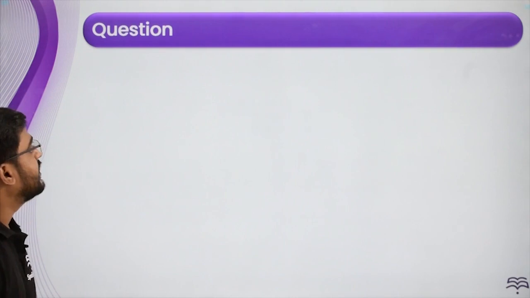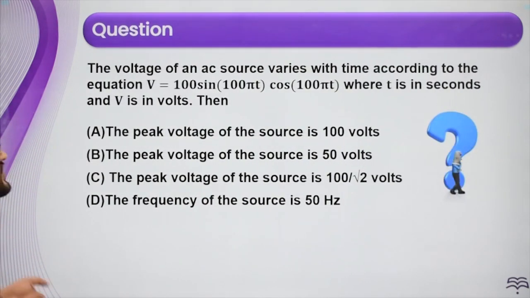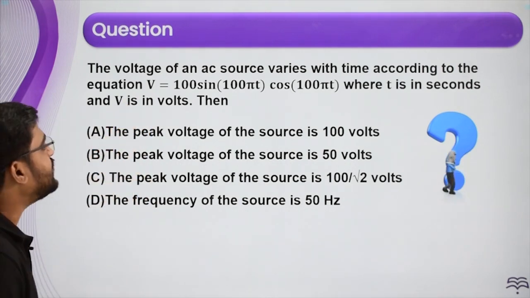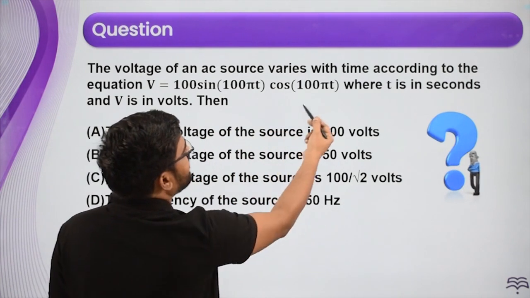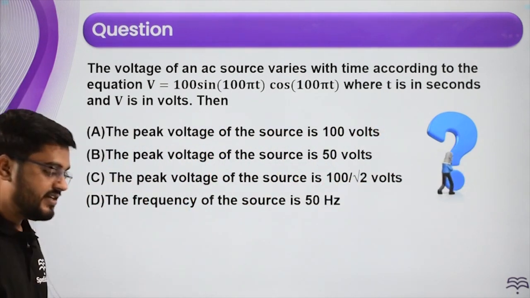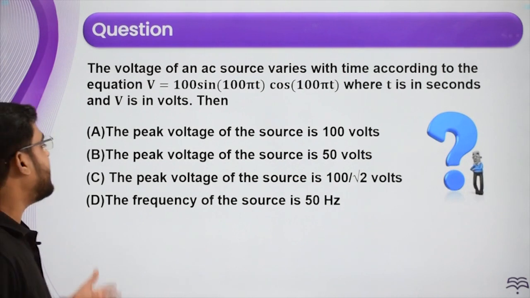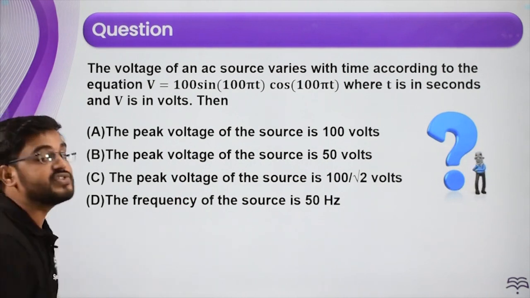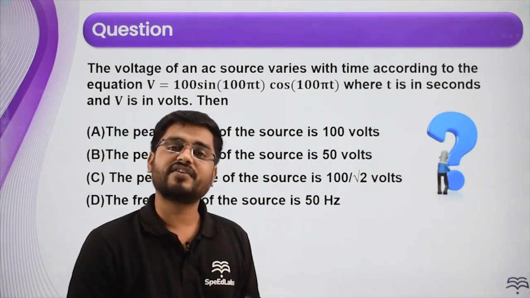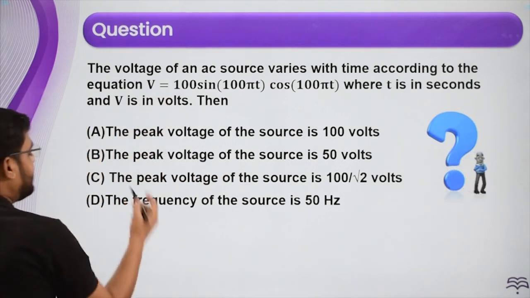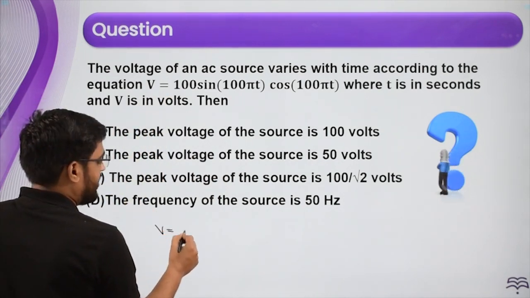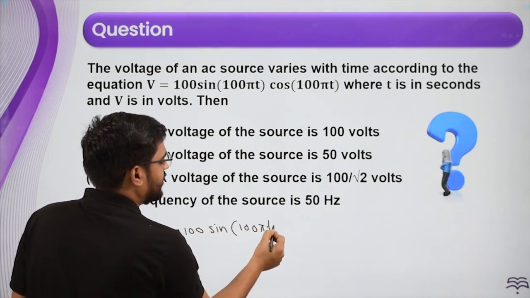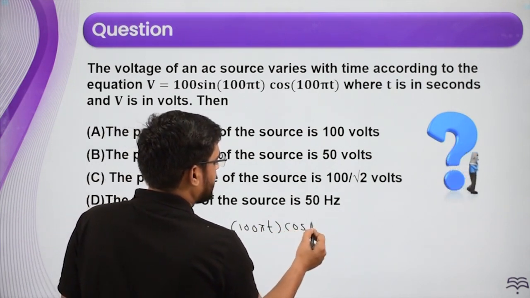Now, there is a question. This question says the voltage of an AC source varies as per the equation V is equal to 100 sin 100 pi t cos 100 pi t, where t is in seconds and V is in volts. Then they are asking what is the peak voltage and frequency of the source. So let us find the peak voltage and the frequency. First, this voltage equation is V is equal to 100 sin 100 pi t cos 100 pi t.